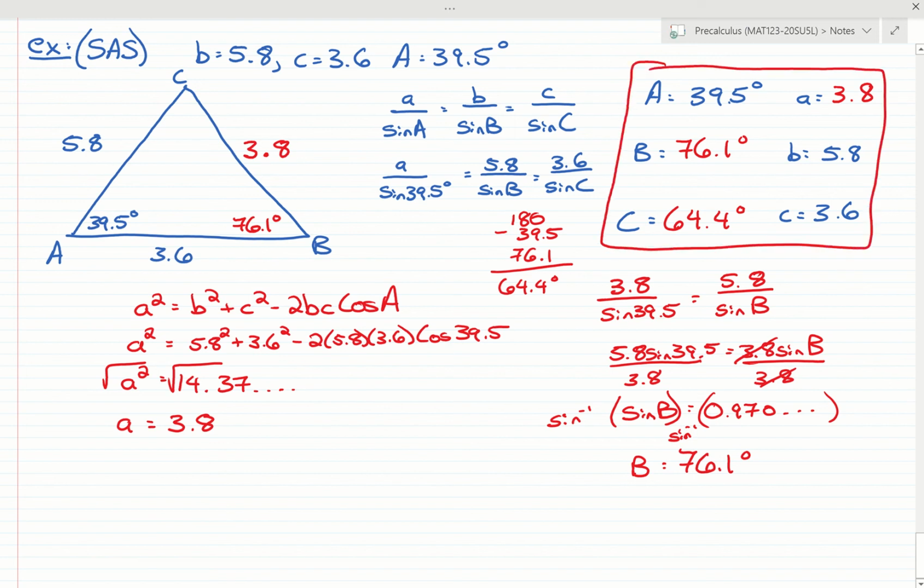Let's just double check and make sure our largest angle is opposite the largest side. Largest angle, largest side, smallest angle, smallest side. Okay, so that's a problem. We have a problem here. Notice that A is the smallest angle, but side A is not the smallest side, 3.6 is. So this is actually an extraneous solution.